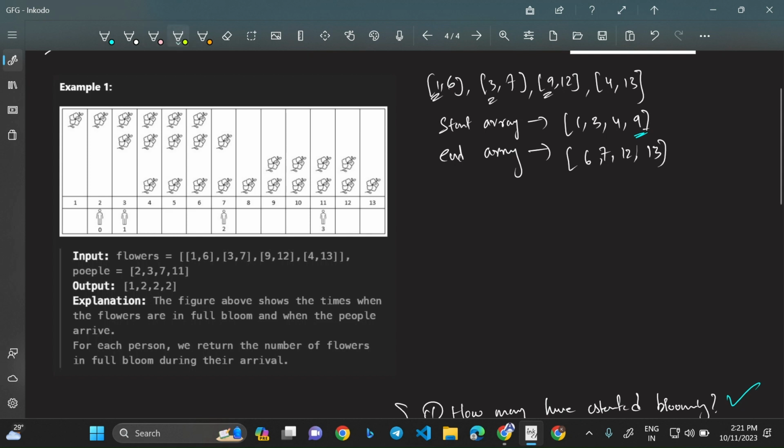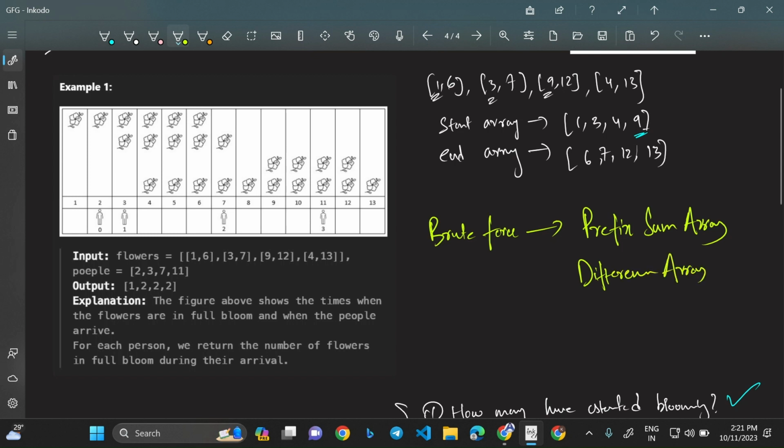So what is the brute force technique? Brute force technique is using the prefix sum array technique. Okay, prefix sum array technique, or this can even be told as difference array technique. You can search on YouTube. There are superb videos on this technique. Learn this technique and apply it on this problem.